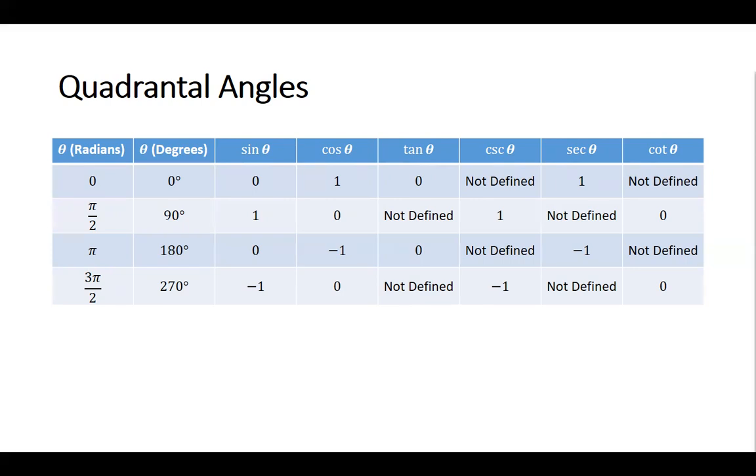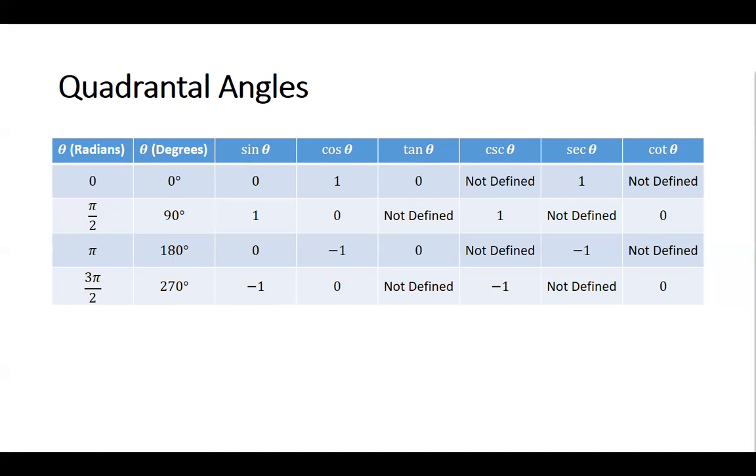Cosine, we can see the same thing, that cosine is the x value. So x is going to be equal to 1 at 0 degrees. It's going to be 0 at 90 degrees, -1 at 180 degrees, and 0 again at 270 degrees. Now, all these other ones we can see are related to it.